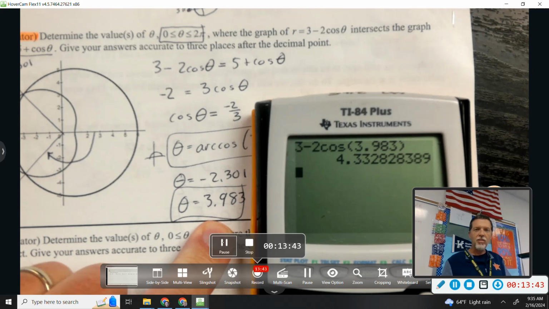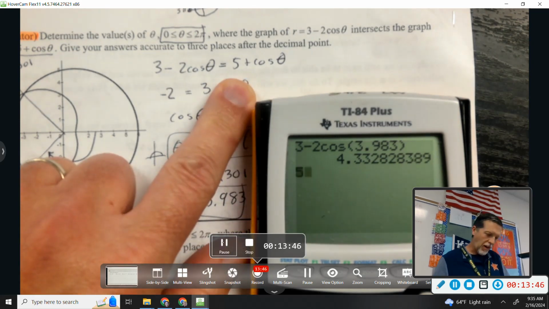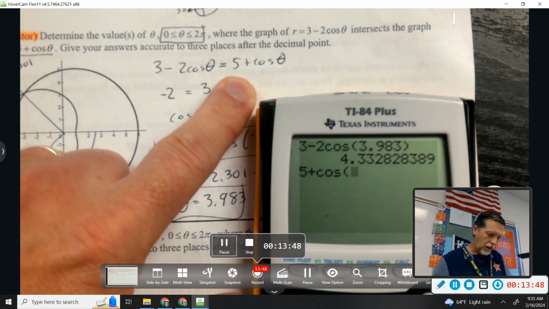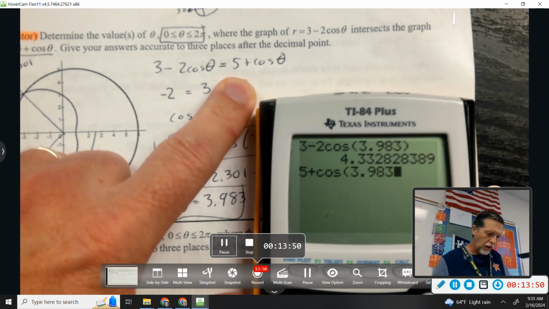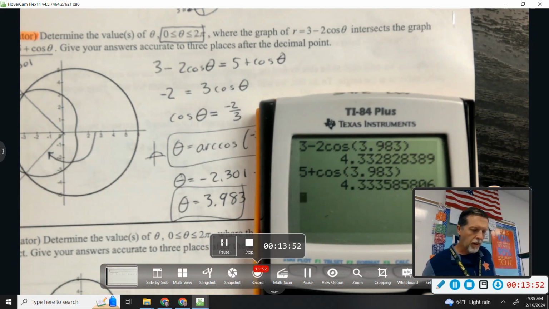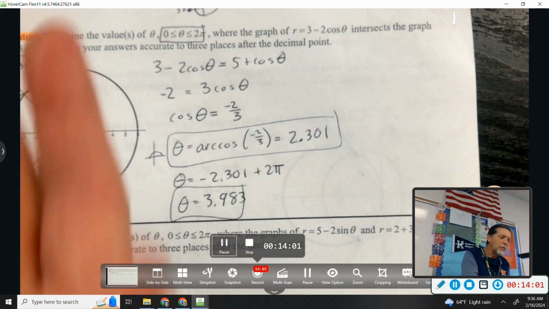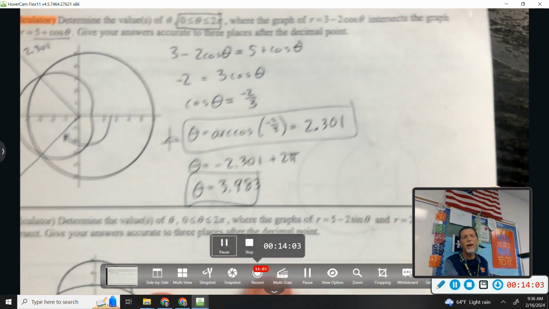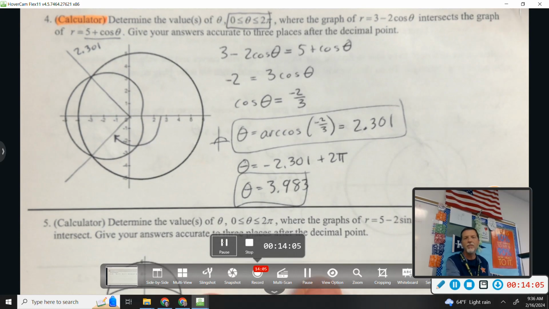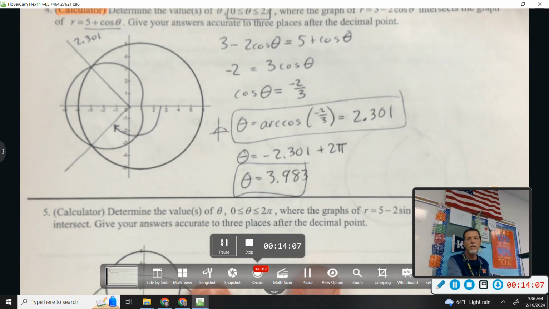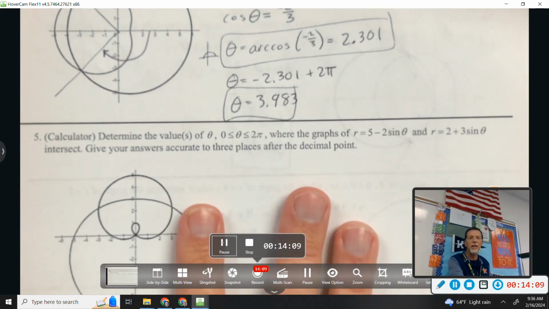And that's supposed to equal 5 plus cosine 3.983. And yeah, those are the same number, at least to the first 3 or 4 decimal places. So you can check them. Again, especially if you have a calculator, that's a really easy way to make sure you got your answers right. So yes, Jacob, I did set you up on that one.